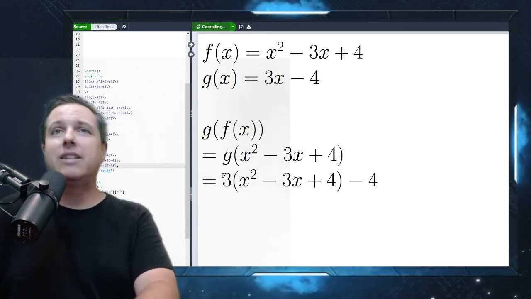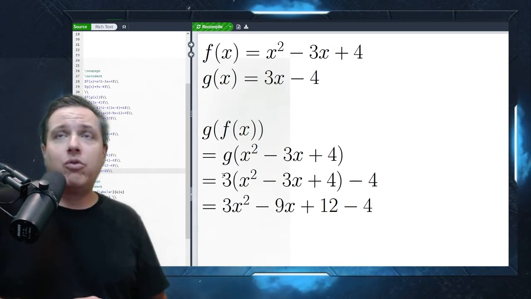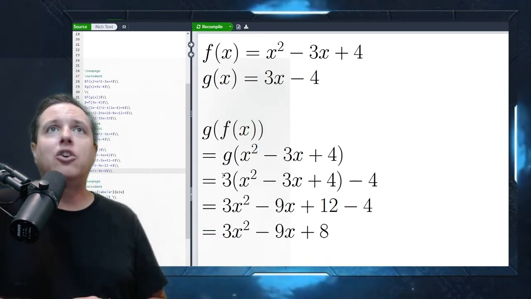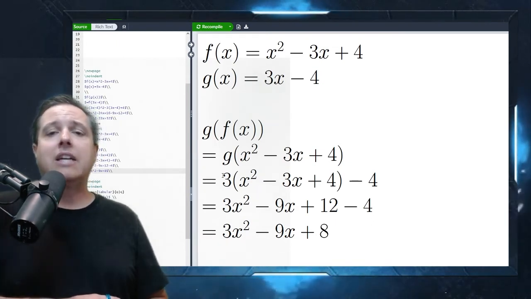We're basically going to distribute that 3 through the problem, and then it looks like we have a little bit of cleanup to do with the constants and combining like terms, and then we end up with our final answer of 3x squared minus 9x plus 8.